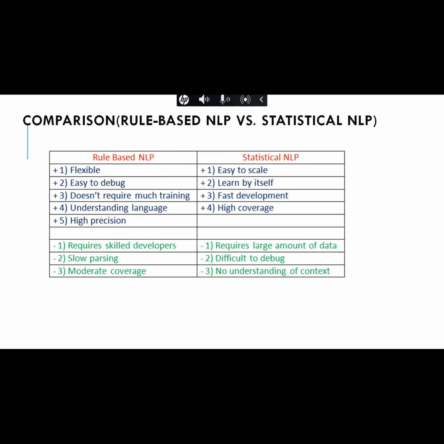So this is the comparison of rule-based NLP and statistical NLP. Rule-based NLP is flexible, easy to debug, doesn't require much training, understands language, has high precision, and is easy to scale. Statistical NLP is easy to scale, learns by itself, has fast development, and high coverage. Some more on rule-based NLP: it requires skilled developers, has slow parsing, and only moderate coverage. While statistical NLP requires a large amount of data, is difficult to debug, and has no understanding of context.